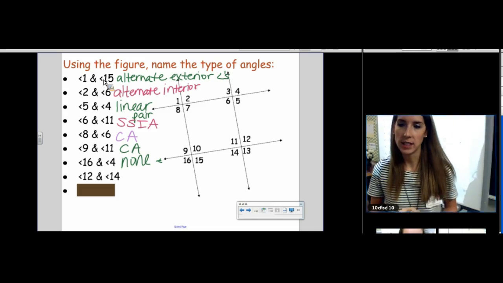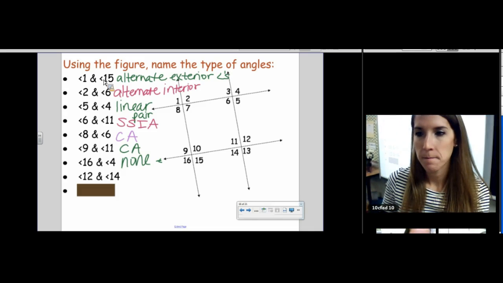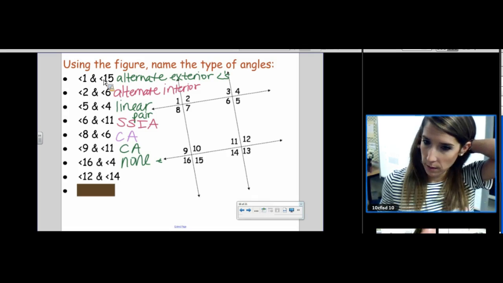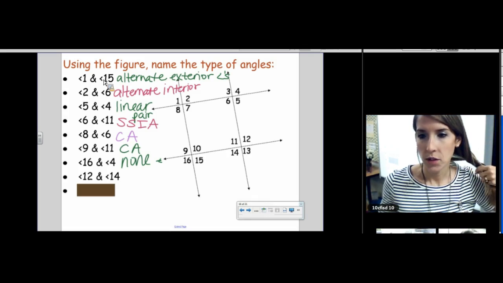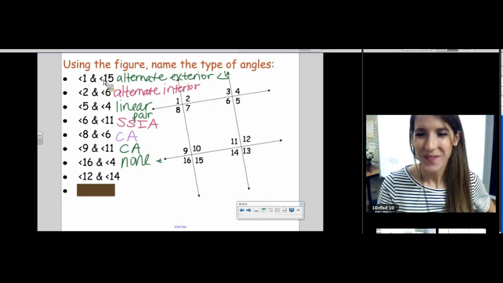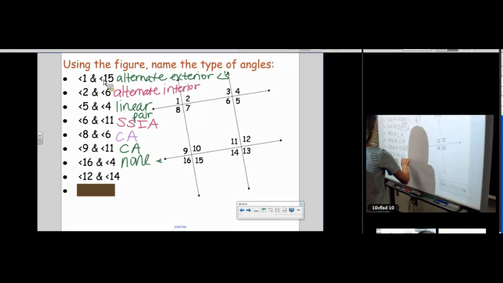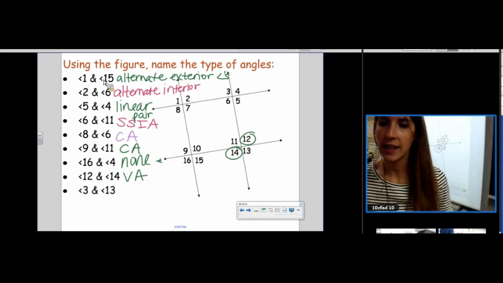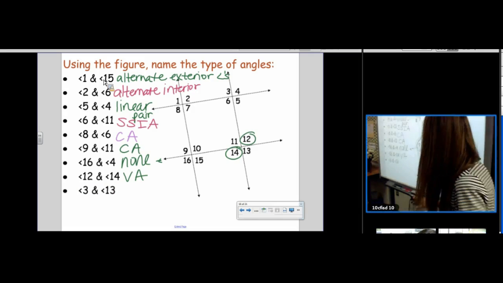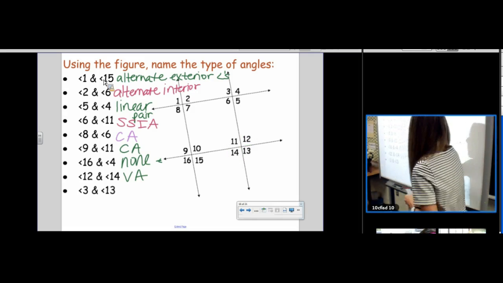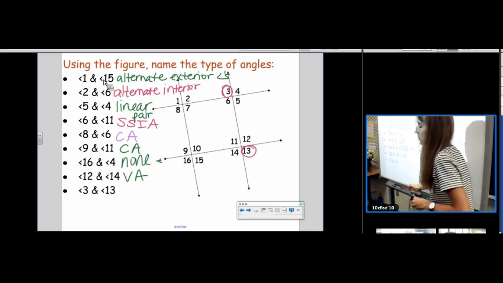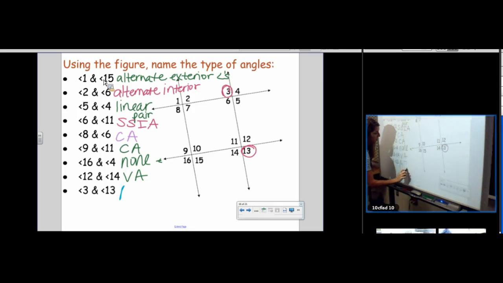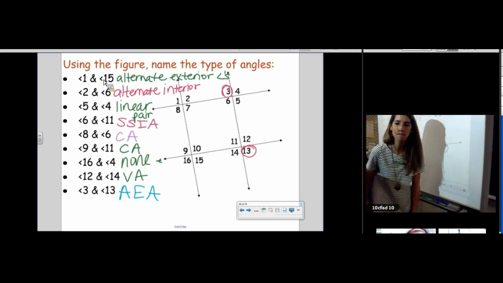12 and 14. What's the vocab word for 12 and 14? 3 and 12 would also have no vocab word relationship. 12 and 14, Angela. Very good, very good. Vertical angles. 12 and 14 are vertical angles. We're using words from last unit. And last one, Lily. 3 and 13. Very good. Alternate exterior angles. So alternate exterior angles would be the answer. Okay?